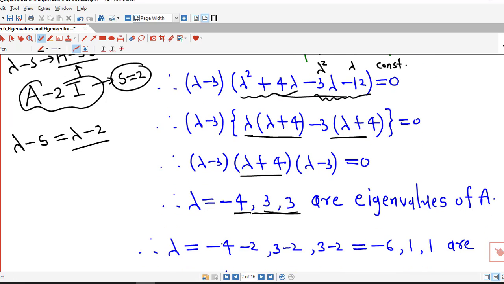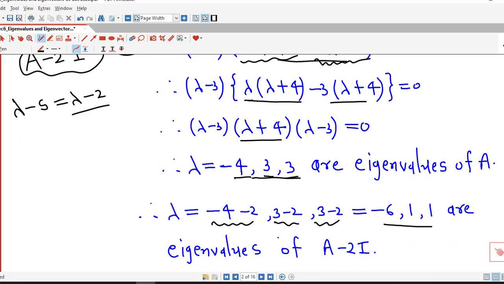Therefore lambda equal to minus 4 minus 2, 3 minus 2, comma 3 minus 2. That is, minus 4 minus 2 is minus 6, 3 minus 2 is 1. So minus 6, 1 and 1 are the eigenvalues of A minus 2I.